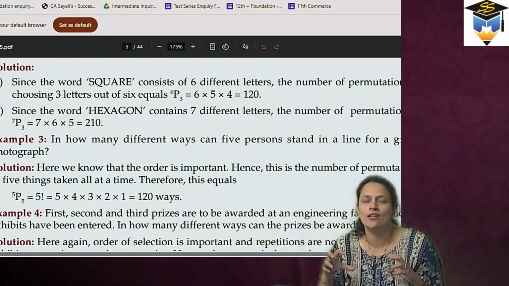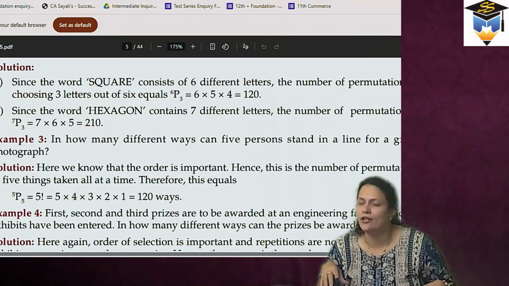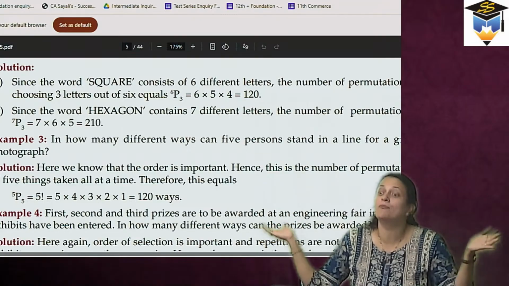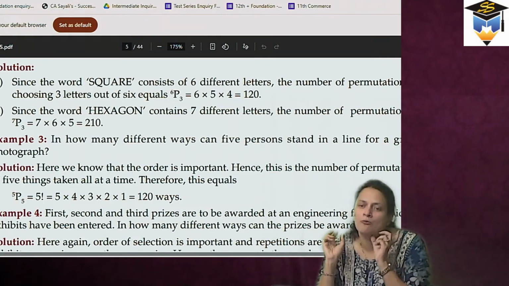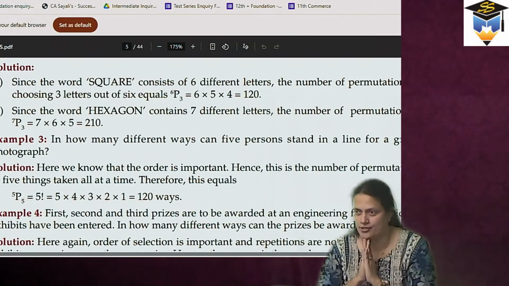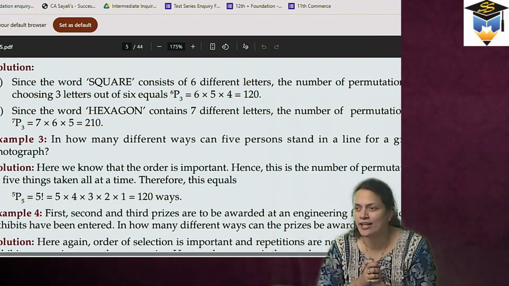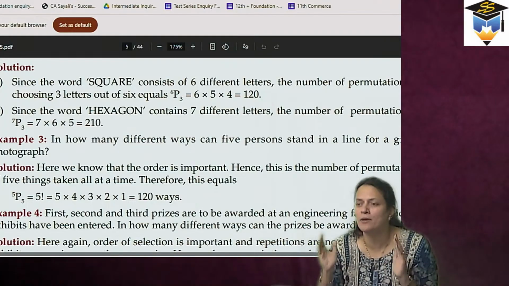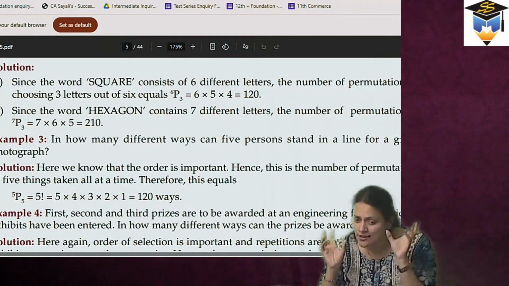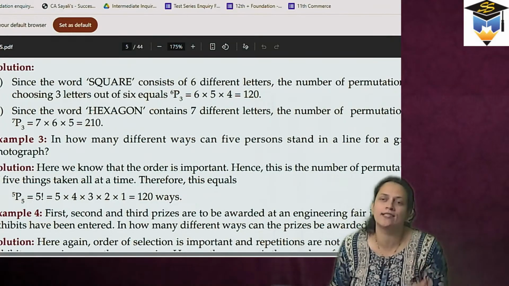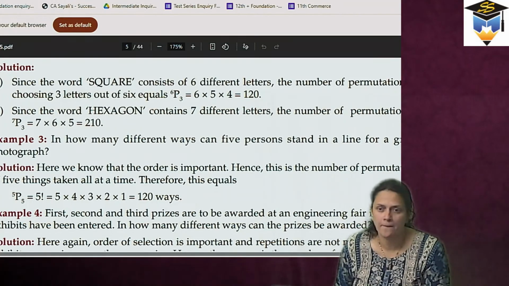Why I am stressing on this is because at the end, when permutation and combination come together, many students cannot differentiate between what is permutation, what is combination. So right now it is going to be very easy for you because we are just studying permutation. But every time I am going to express it in this way so that you understand why it is permutation. Now let us go to example number 4.